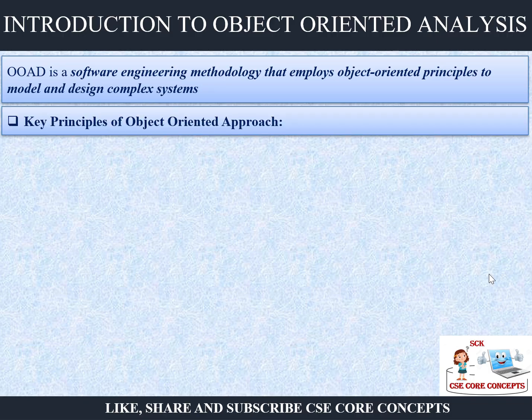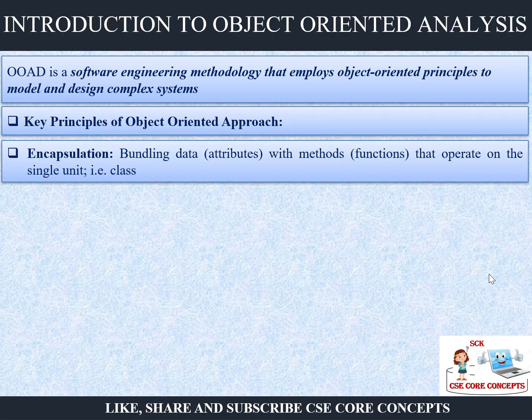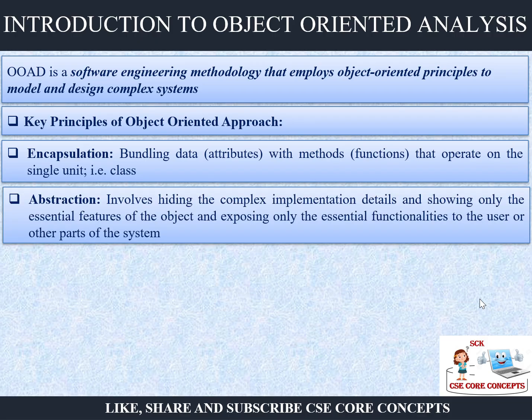So what are the four pillars of the object-oriented approach? The first is encapsulation. So what is encapsulation? When you bind all the data, attributes, and methods or functions that operate on them in a single unit, that is called a class. Abstraction.